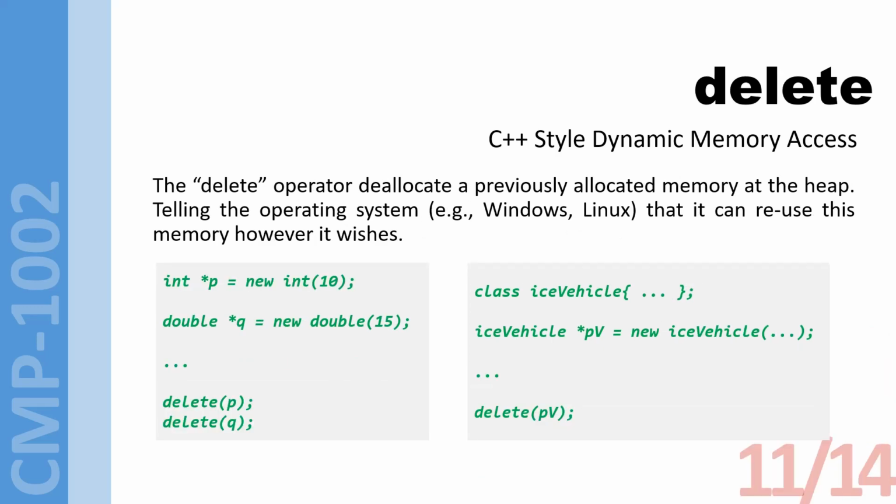On the reverse side, the delete operator is used to deallocate the previously allocated memory at the heap. So it's basically saying to the operating system that I stopped using this memory slot. You can reuse it for whatever purposes you want: another application, or another memory opening up with another new operator within the same program, whatever you want. It's completely up to you. So it's a bit simpler than the new.